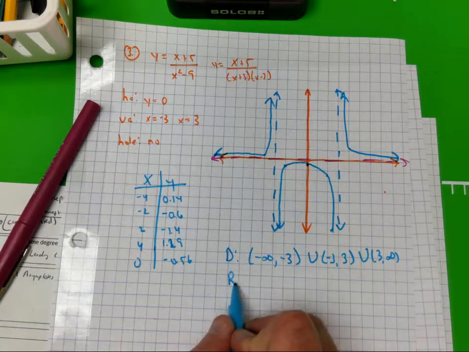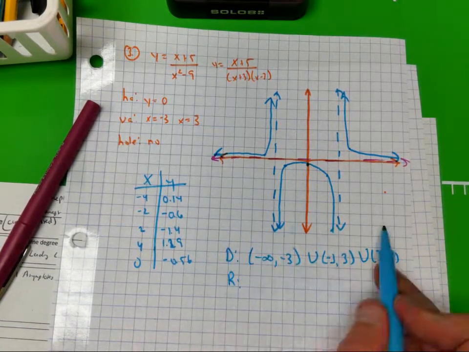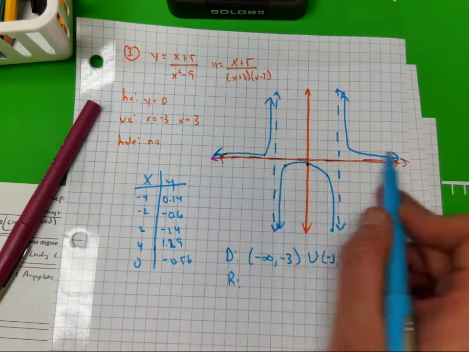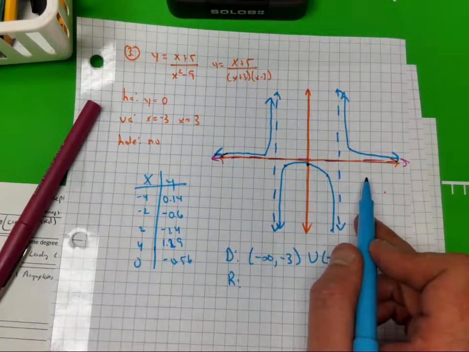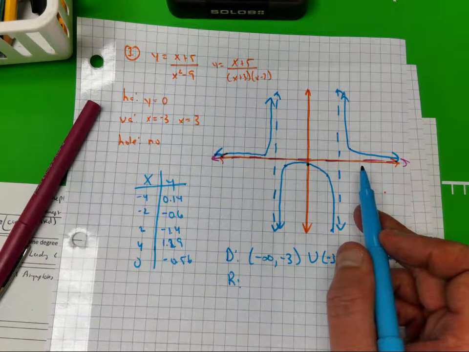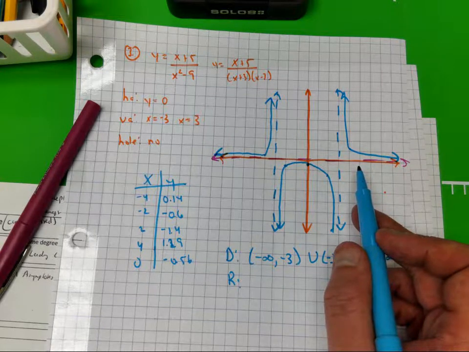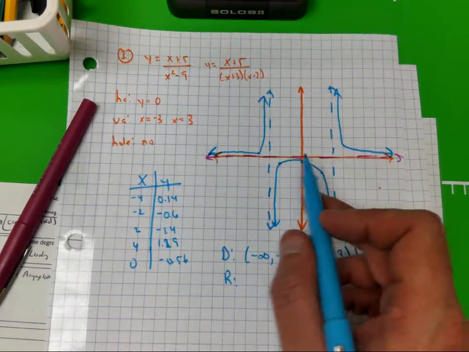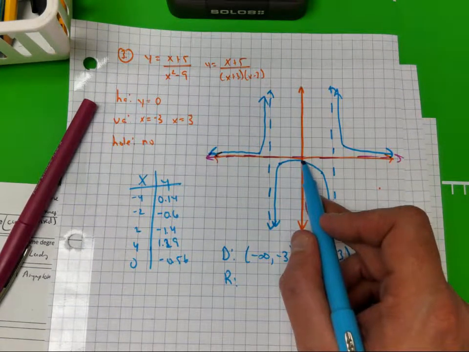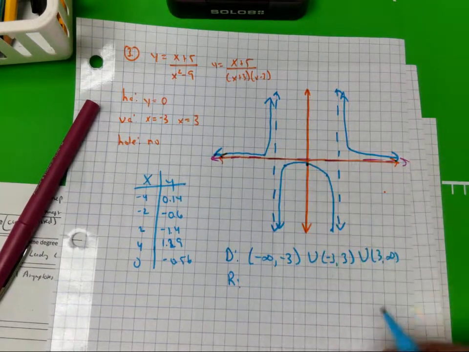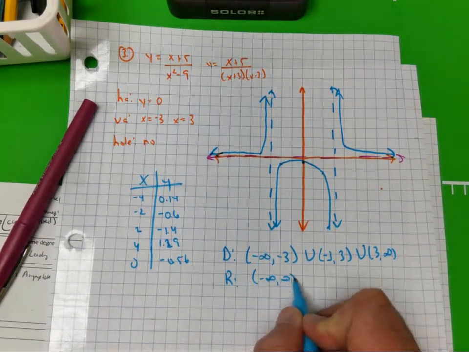Then looking at the range, the y value, start from the bottom. Do I hit something on y? Yes. Something's defined. You say, Mr. Church, how about at 0? Isn't there a corresponding y value? Yes, so you're good. So my range is all real numbers.